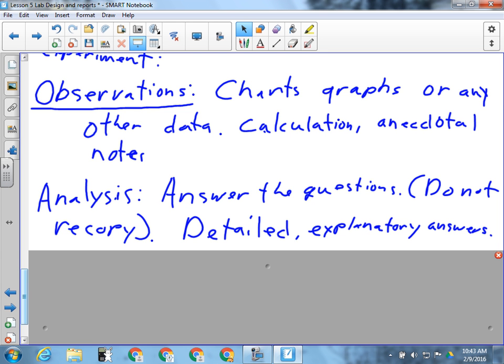So if in your analysis for this plant lab, one of the analysis questions was, explain any patterns that you noticed between the plants. And you write down, some grew well. That's not really an analysis. That's a poor restatement of your observations.